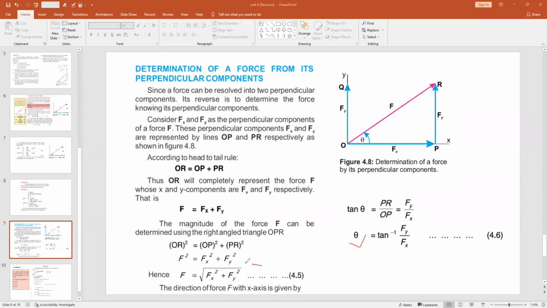So for magnitude, we have to use the formula F is equal to the square root of Fx square plus Fy square. And to find the direction of this force, we have to use the formula theta is equal to tan inverse of Fy by Fx.